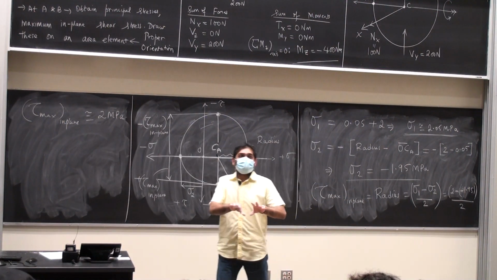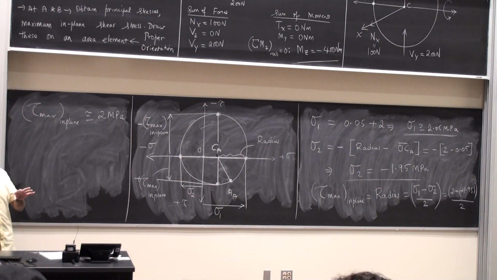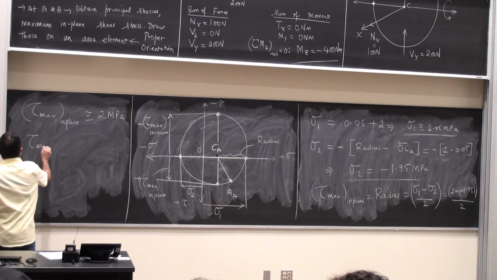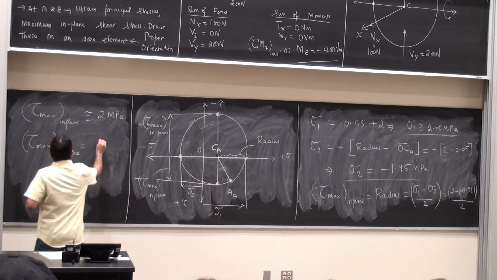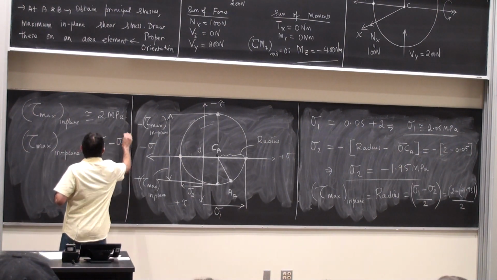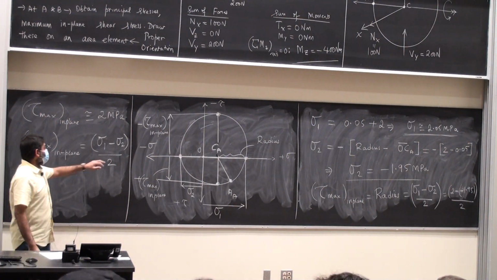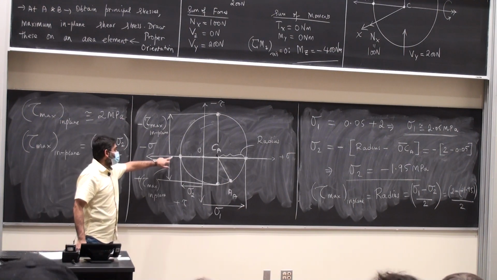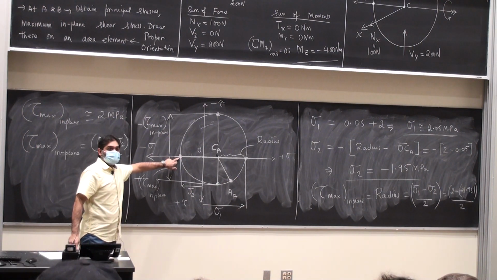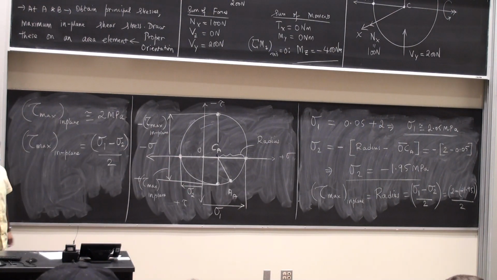Moral of the story being, if I want to calculate the maximum in-plane stress, I don't need to calculate the radius and all those kinds of things. All I need are the two principal stresses. The difference between the two divided by 2 gives me the maximum shear stress value. Tau max in plane is sigma 1 minus sigma 2 divided by 2, where you have to make sure that you are putting in the sign for sigma 2. Sigma 2 is negative 1.95 because it's on the negative side of the sigma tau plane. Okay? So these are all done.